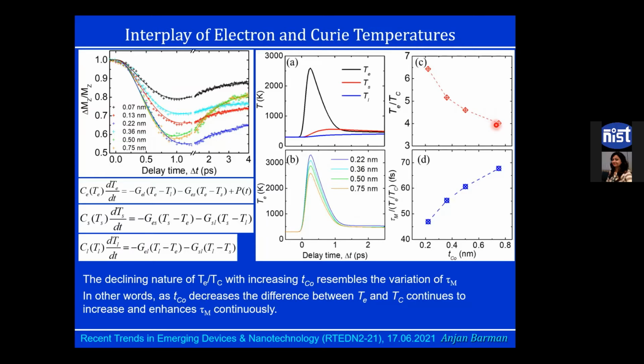In the microscopic 3-temperature model, T over Tc appears very clearly. So we can now correlate tau m with T and Tc, and it shows a nearly linear correlation. This declining nature of T over Tc with TCO resembles the variation of tau m. In other words, TCO decreases the difference between T and Tc, and it continuously enhances tau m.